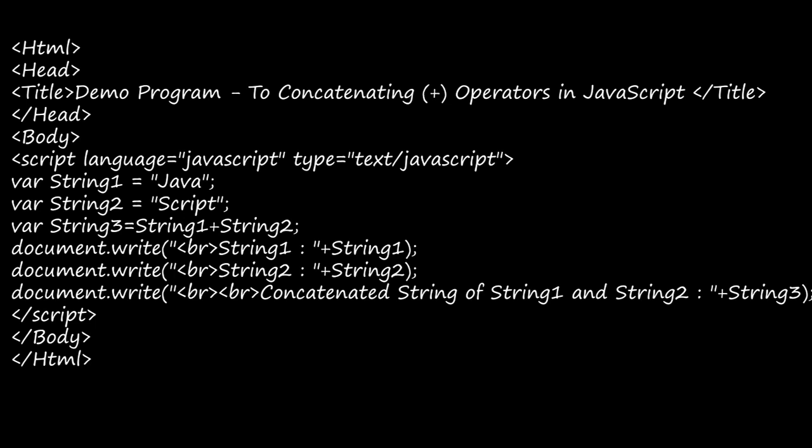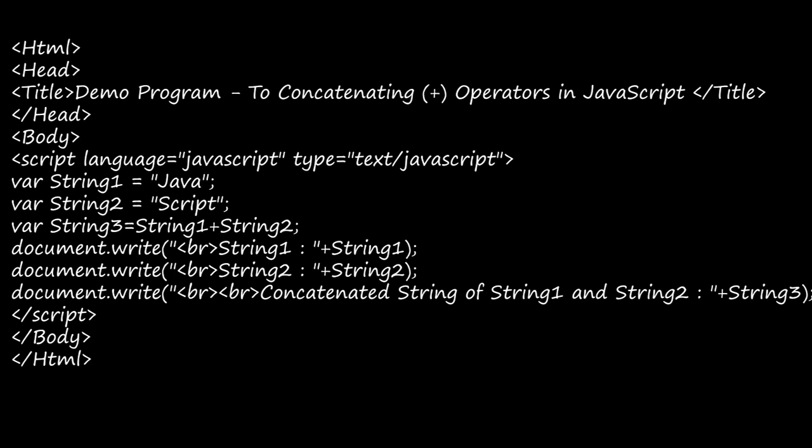Document.write, bracket, inside double quotes, concatenated string of string1 and string2 is equal to string3. What we have given in string3? String1 plus string2, that is JavaScript, that will be added together, right? And next they have closed the script tag, then the body tag is closed, and then the HTML tag is closed. Okay, so that's all about string operators.